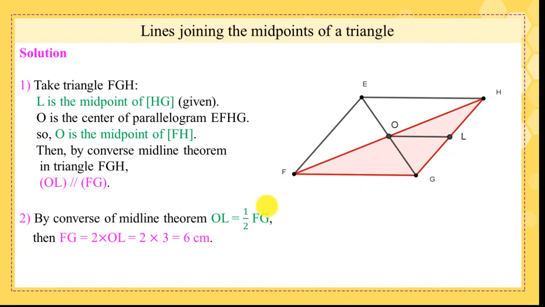2. By converse of midline theorem, OL is equal to half FG, then FG is equal to 2 times OL, which is equal to 2 times 3 cm, which is 6 cm.